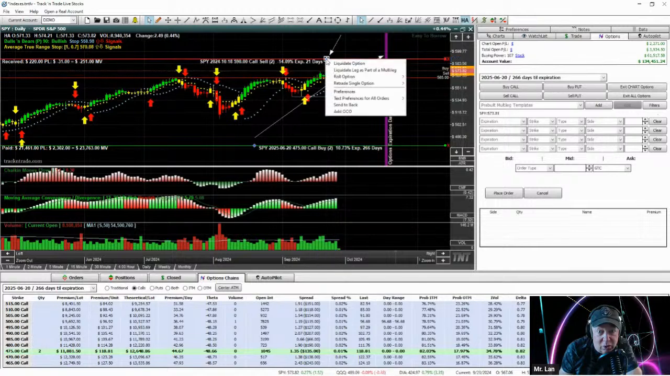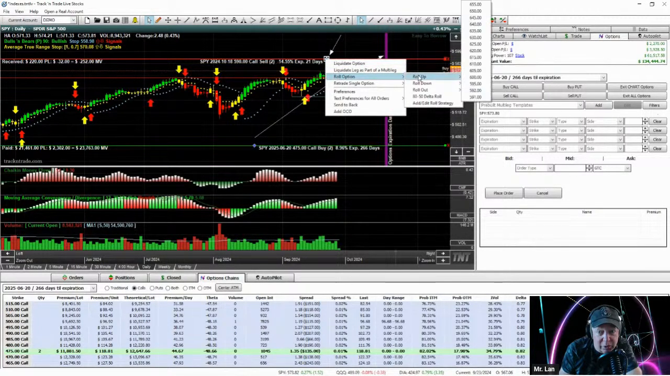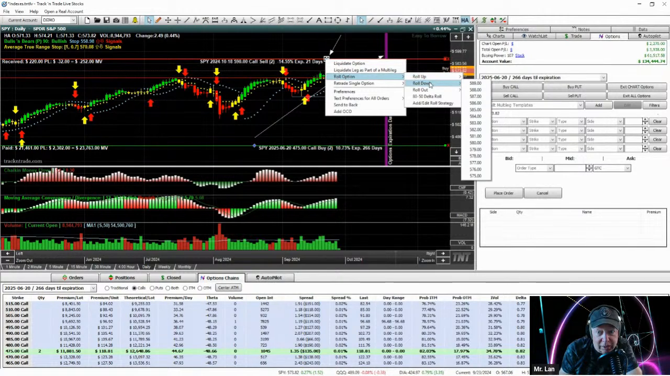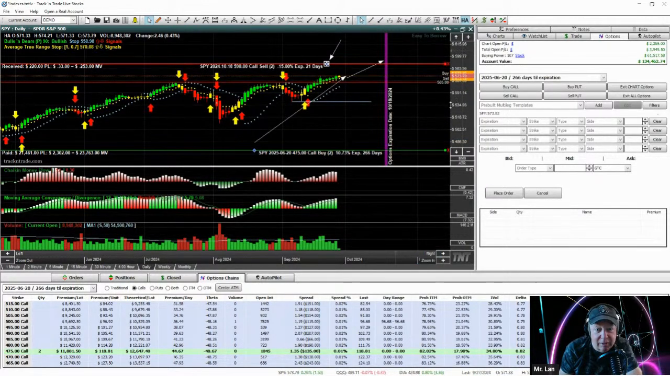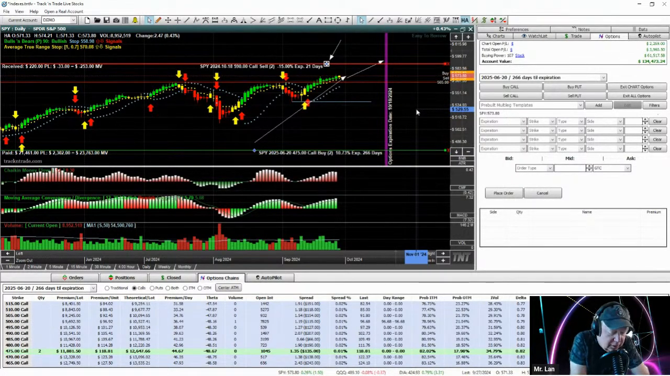So we do what we call roll. We come in here, right click on this thing, and we come down and we say roll the option, and we can roll it up. We can roll it down, we can roll it out, we can roll it up and down, up and out. So that's what we probably want to do. We want to roll it up and then we want to roll it out. Up and out. It's kind of like, come on, doggy. It's like we're herding cattle. Roll them up, roll them out, roll them up, roll them out.